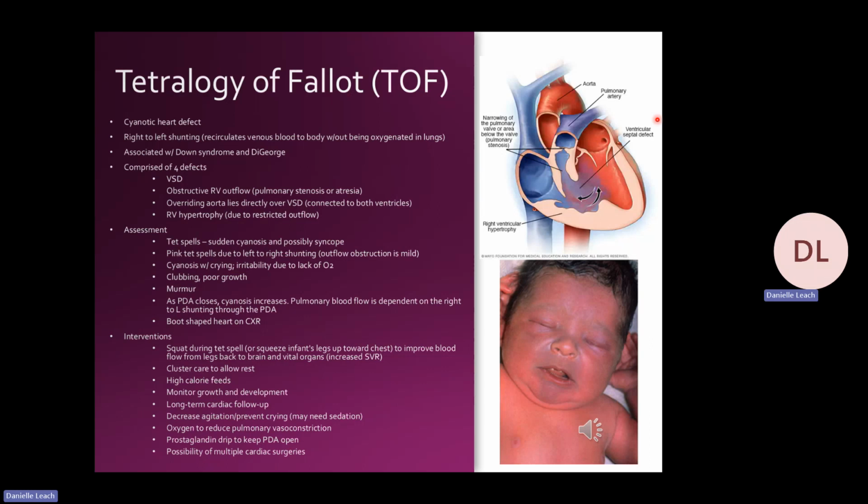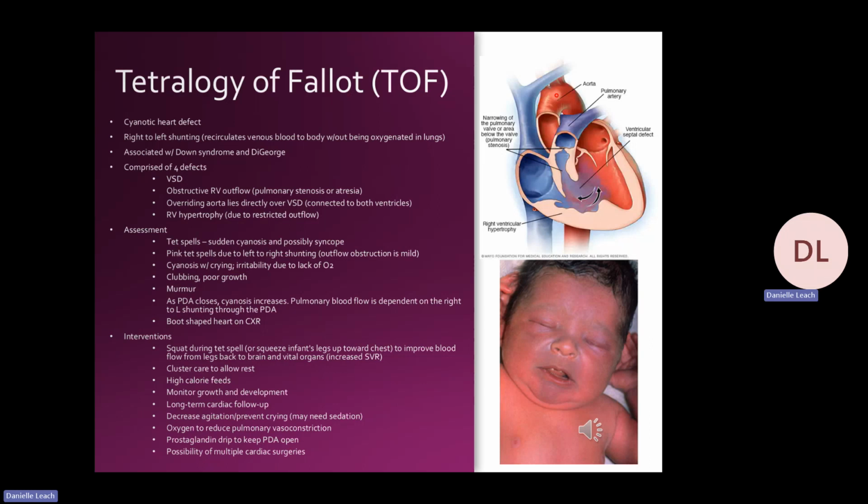There's not a PDA pictured here, but for the PDA, which would be up here, we actually have to have this open in most circumstances for the baby to be able to live until it's surgically corrected. Now, not in every case. If it is a more mild case, they may not need it open. But when this does start to close normally, within the first few hours or days after the baby's born, cyanosis will start to increase.